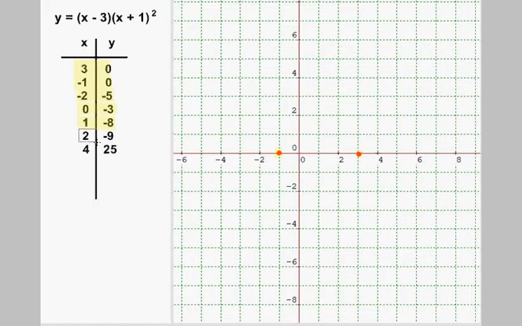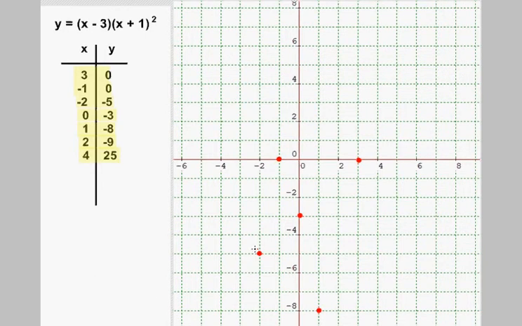When x is 2, we get 2 minus 3 is negative 1 times 2 plus 1 squared is 3 squared, or 9. Negative 1 times 9 is negative 9. And when x is 4, we get 4 minus 3 is 1 times 4 plus 1 squared is 5 squared. 1 times 5 squared is 25. So now let's plot these points.